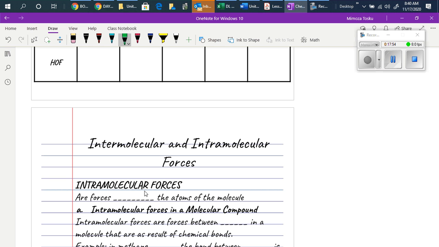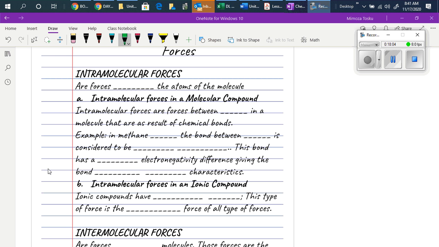And we will move to intermolecular and intramolecular forces in a molecule. So we have two types of forces that we have to discuss: intramolecular forces and intermolecular forces. When we are talking about intramolecular forces, we are discussing the forces within the molecule. So those are forces that are between atoms in a molecule.